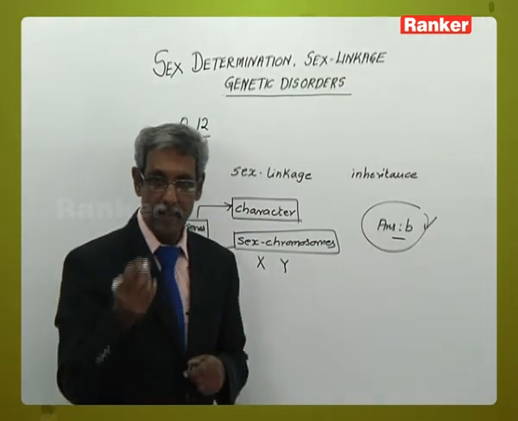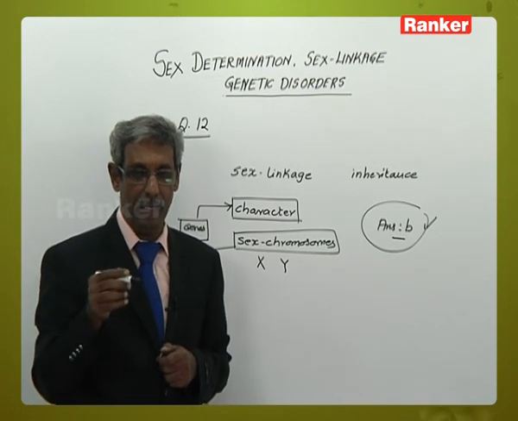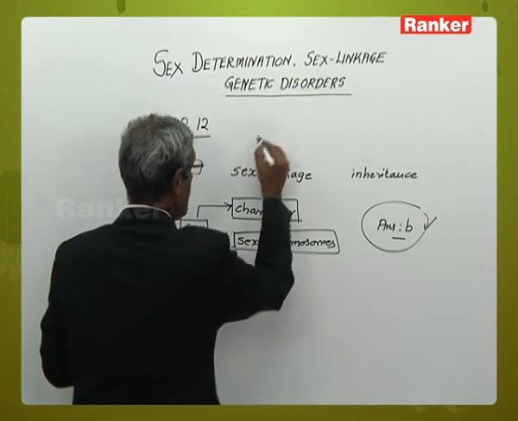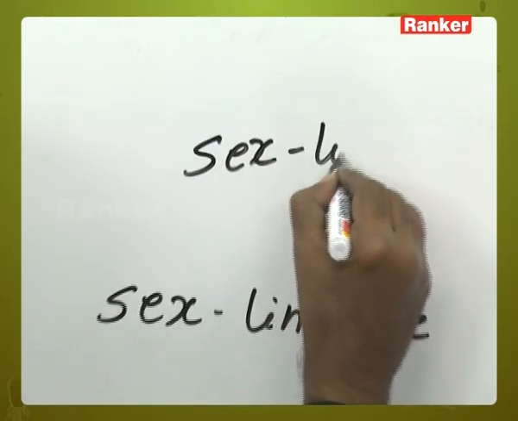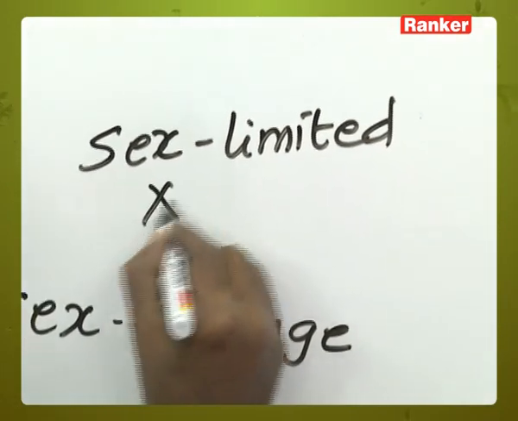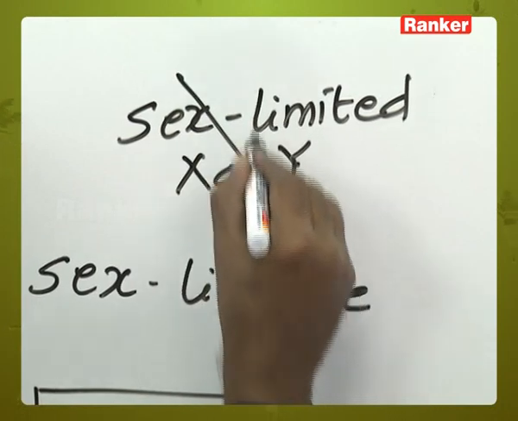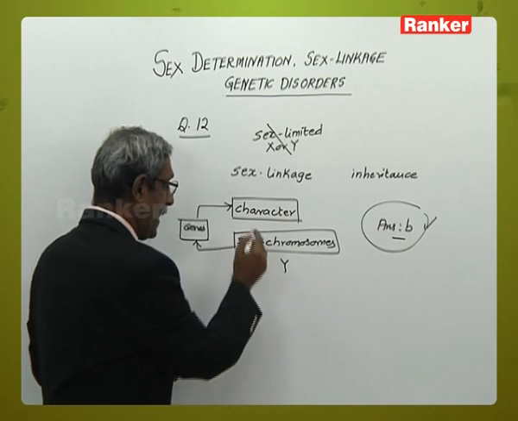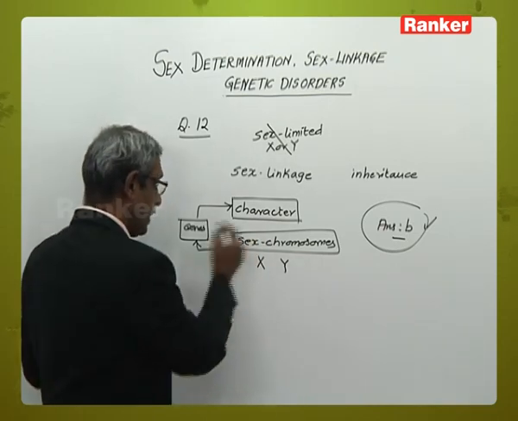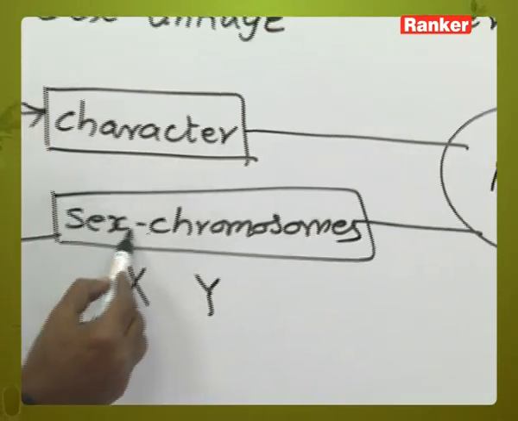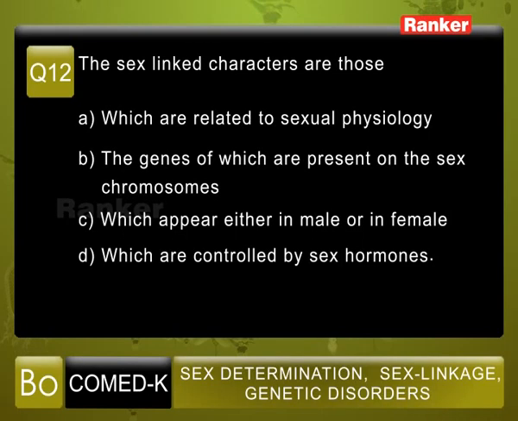While we eliminate which appears either in male or in female. If a character appears either in male or in female, it is termed as sex limited. So sex limited is either X or Y, which is not so here, and which are controlled by sex hormones. The characters are not controlled by sex hormones. So the right answer is that we have the character which is present on the genes of the sex chromosomes, which can be X and Y. So the answer is B.